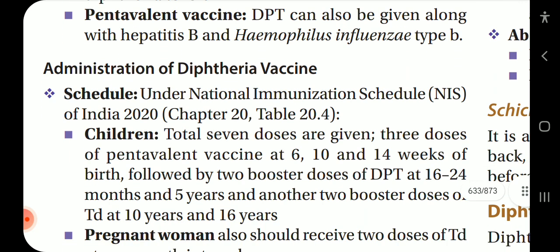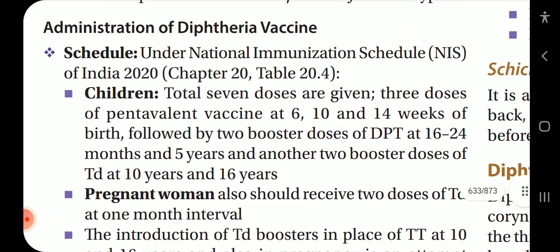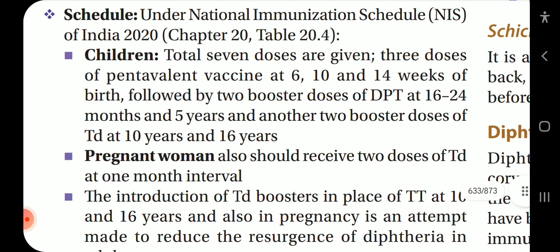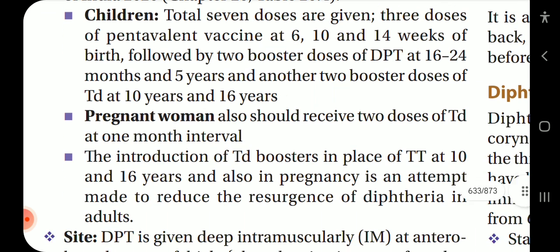Administration of diphtheria vaccine. Schedule under National Immunization Schedule NIS of India 2020. Children total 7 doses are given. 3 doses of pentavalent vaccine at 6, 10, 14 weeks of birth, followed by two booster doses of DPT at 16 to 24 months and 5 years, and another two booster doses of TD at 10 and 16 years.